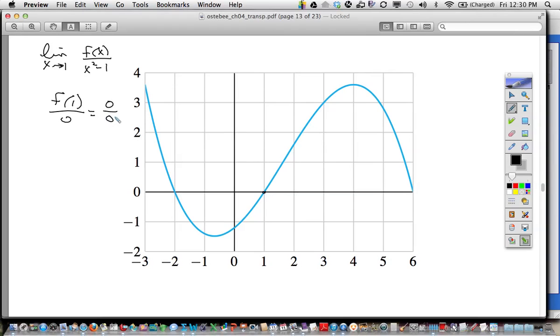Okay, so 0 over 0, one of the things we can do is L'Hopital's rule. Another thing we can do is factoring and canceling if we can, but with a graph, we can't do any of that. So L'Hopital's rule is what we want to do, which says do the derivative of the top, so that'd be f prime of x, and do the derivative of the bottom, which would be 2x, and then plug it in again, right? Do the derivative of the top, do the derivative of the bottom, and plug it in again. So we plug a 1 in, and we get f prime of 1, and we plug a 1 in the bottom, and we get 2.